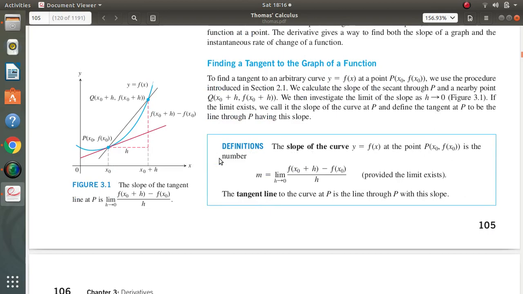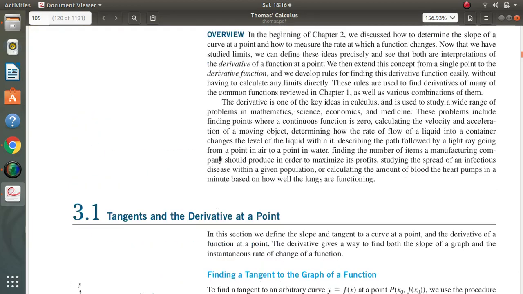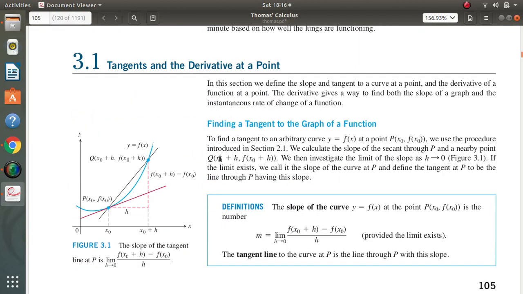Derivatives now. So tangents and derivative at a point.